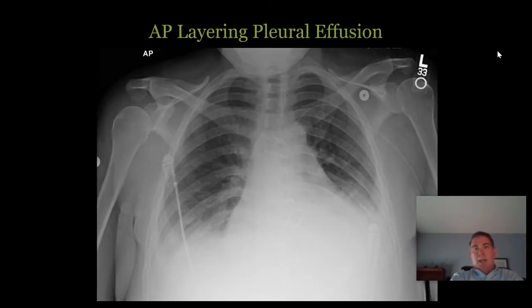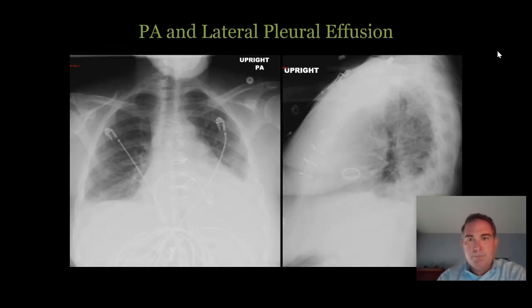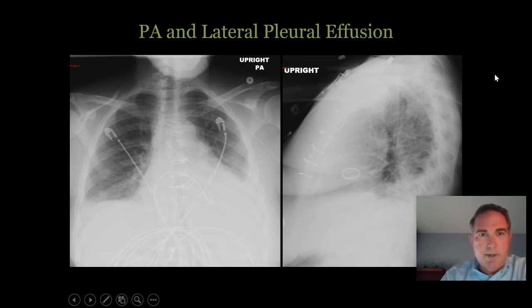So here's an AP layering pleural effusion where you don't really see that nice meniscus, but you just see this graded opacity. So the effusion's running up their back. And then when they get a subsequent AP and lateral, you can get a sense of how big it is. I would call these moderate.